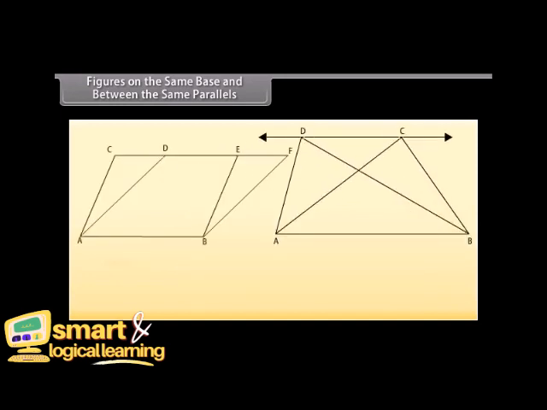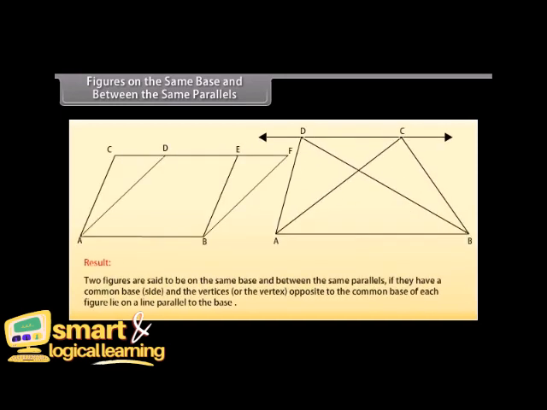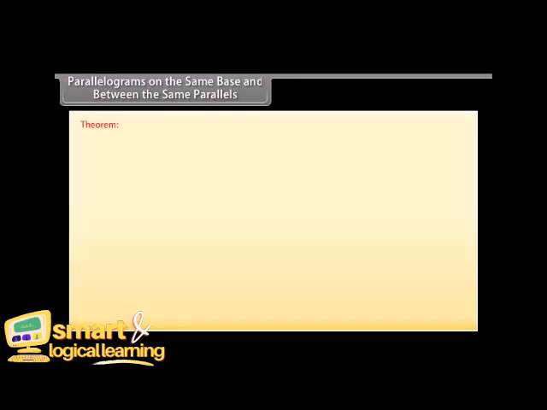So we can say that the two figures are said to be on the same base and between the same parallels if they have a common base side and the vertices or the vertex opposite to the common base of each figure lie on a line parallel to the base. Parallelograms on the same base and between the same parallels. Theorem. Parallelograms on the same base and between the same parallels are equal in area.